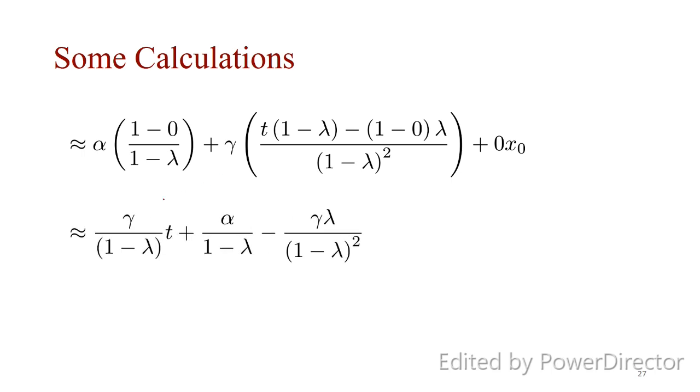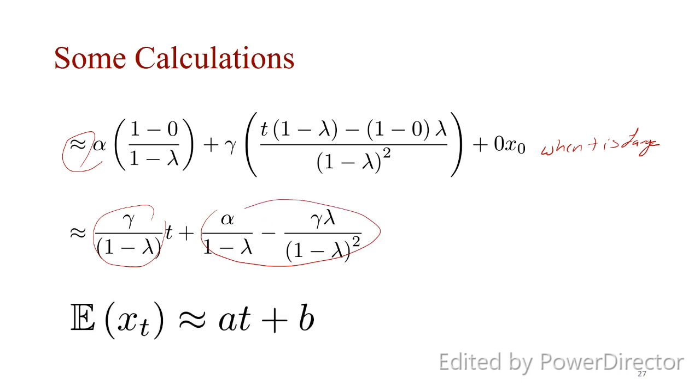I said here, you can see that I said almost. This means that almost, when t is large, this becomes gamma t over 1 minus lambda plus alpha, which is a constant. So you can see that this looks like a constant times t plus another constant, not a function of t. So the expected value of a trend process is at plus b, which is very much expected.